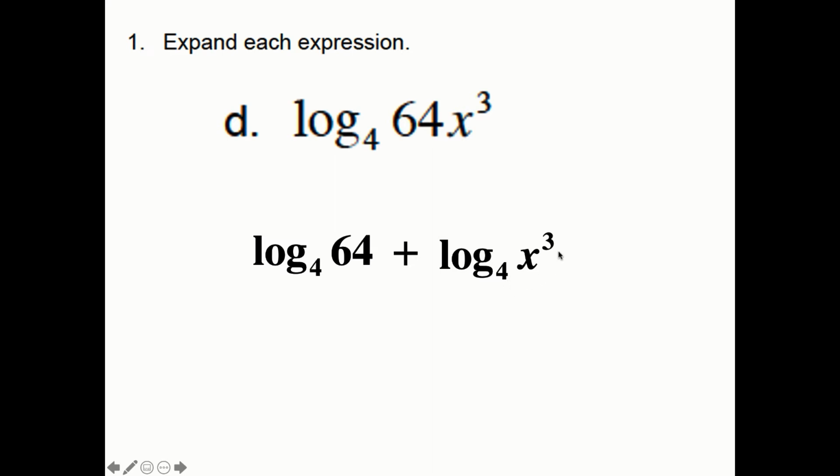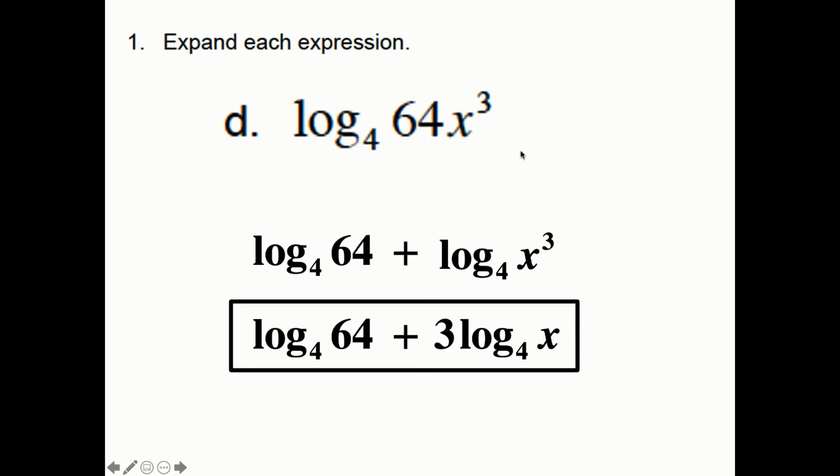But then we have to deal with the fact that this 3 is here, this exponent. So this would drop in front of the log it's associated with. So this would drop down and the plus, but the 3 comes in front of this log. So it's 3 log base 4 of x. Now you might get to a place where you can skip that middle step and do it all at one time. If you can, go for it.